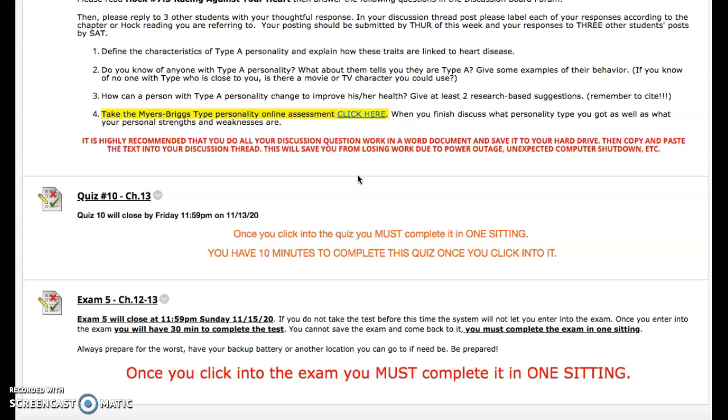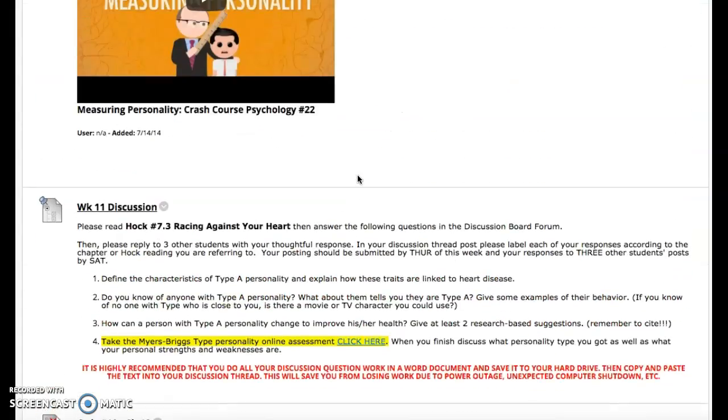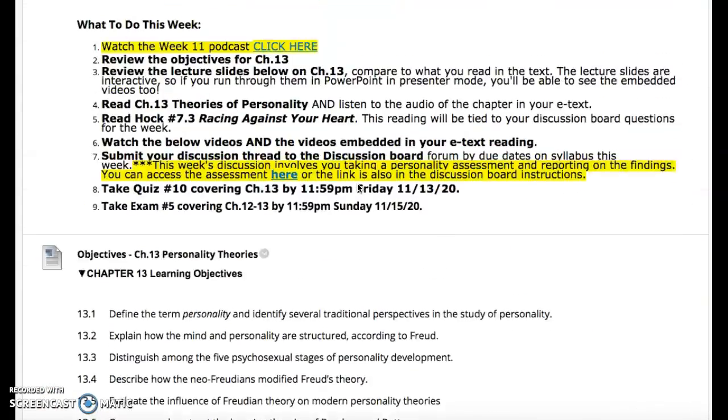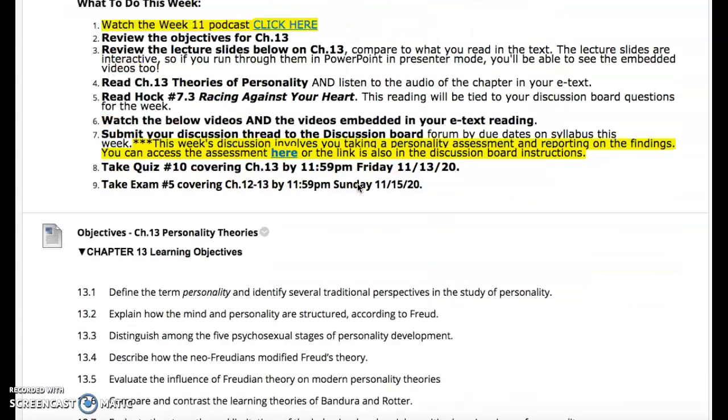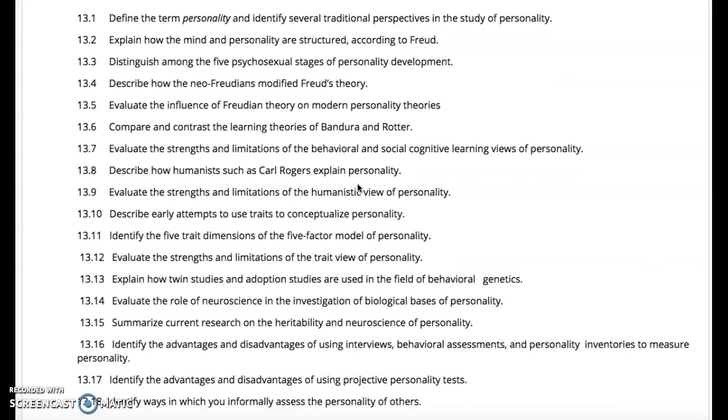You have a quiz on chapter 13, the personality theories, and then you have your 5th exam, which covers chapters 12 and 13, and that's going to be due by Sunday as usual. So that wraps up the week. Please make sure to let me know if you have any questions going into this week or going into the test. Please use, again, these objectives as a guide, as a study guide to help you through your test.